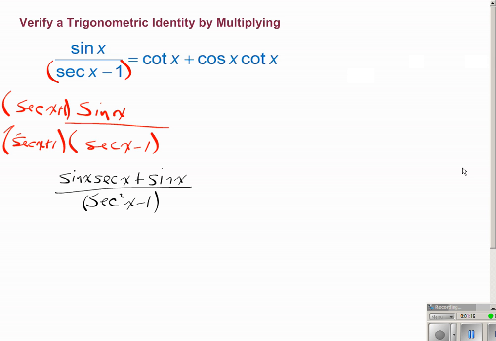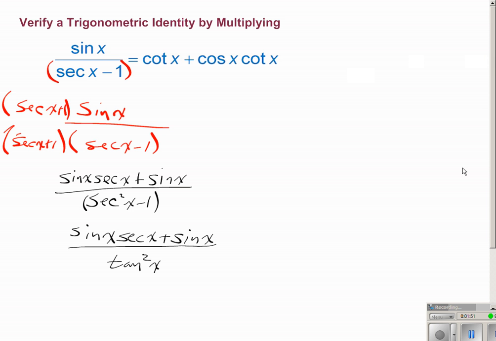So from that, we have, well, our secant squared x minus 1 is tangent squared x. So sine x secant x plus sine x over tangent squared x. Always keep in mind where you're trying to get to, because that can be helpful in knowing what to do next. Well, we're supposed to end up with some cotangents in there. Cotangent being the reciprocal of tangent might give us a little clue here.